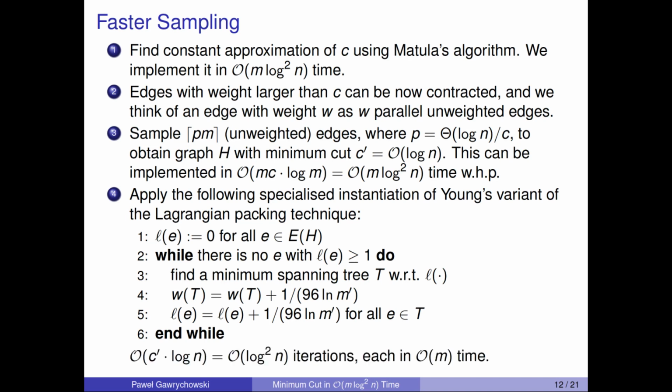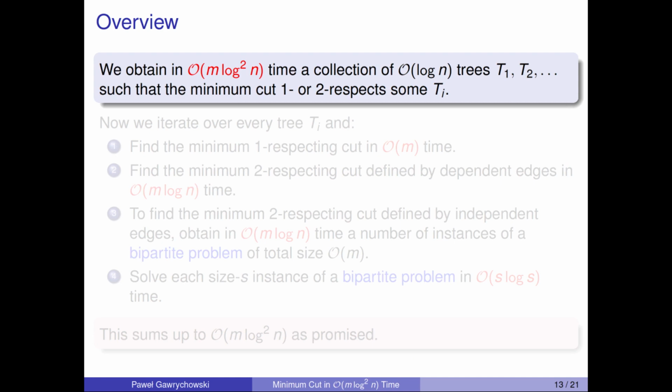Because of the properties of H, the number of iterations of the process is only log²n, and the single iteration is essentially an MST computation. This takes all of m time randomized. There are some small details here that I'm hiding, but this is the basic idea. Okay, so from now on, we can assume that in m log²n time, we have found a collection of log n trees such that the minimum cut 1 or 2 respects one of those trees.